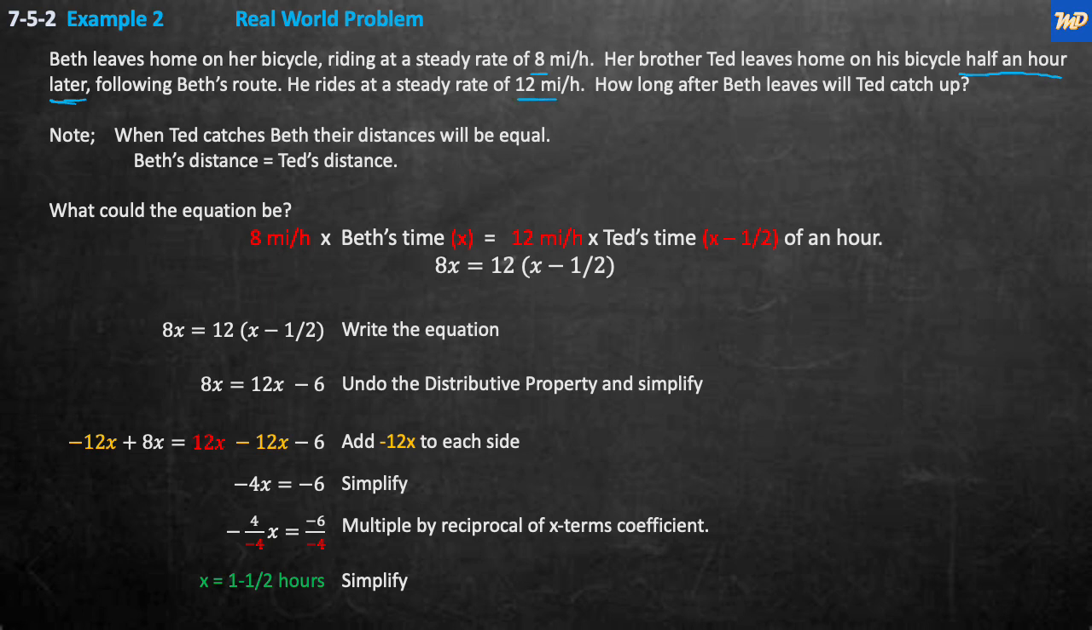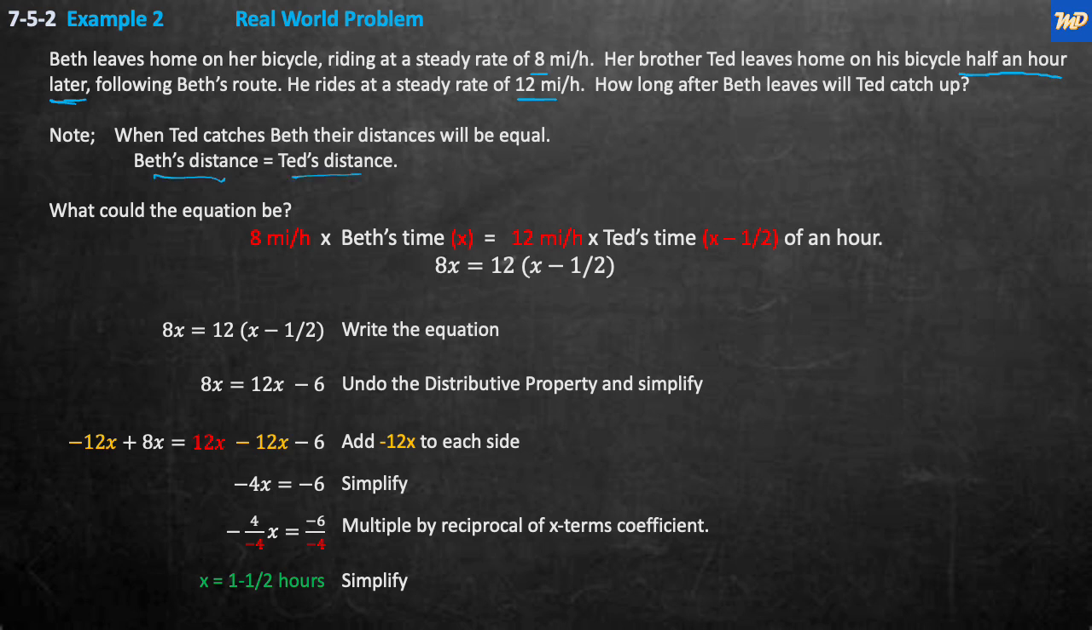How long after Beth leaves will Ted catch up? They're riding in the same direction. Eventually, Ted's going faster, so if they ride long enough, Ted will catch her. And he will catch her when what? When Ted catches Beth, their distances will be equal. Because they're both going in the same direction, when he catches her, the distance will finally be exactly the same. It's a different amount of time for him to travel because he's going faster, but they'll go the same distance. Beth's distance equals Ted's distance.